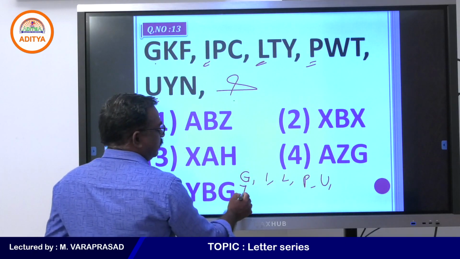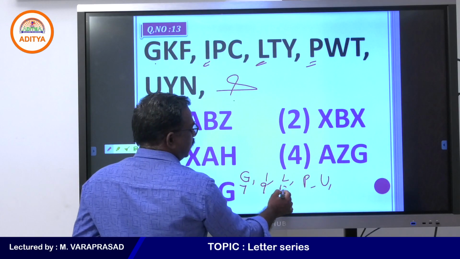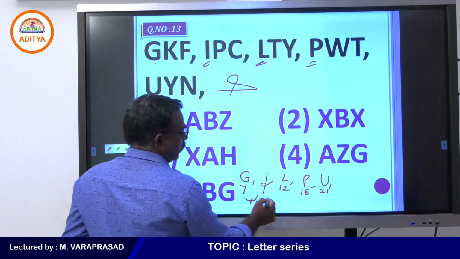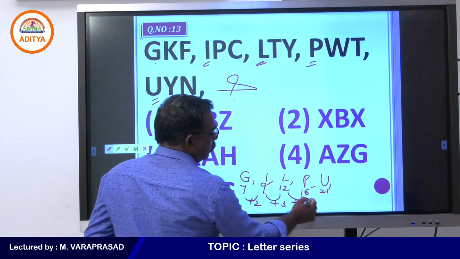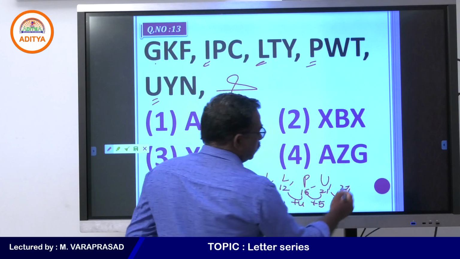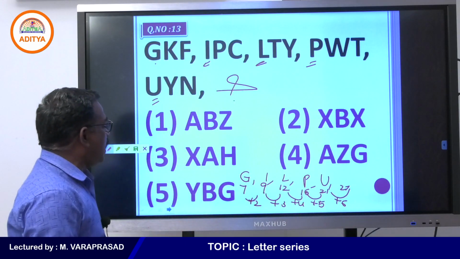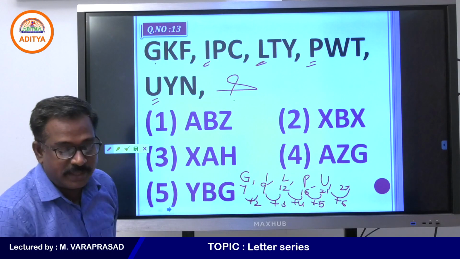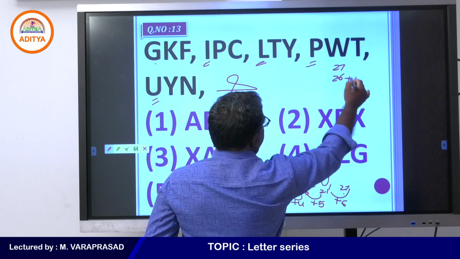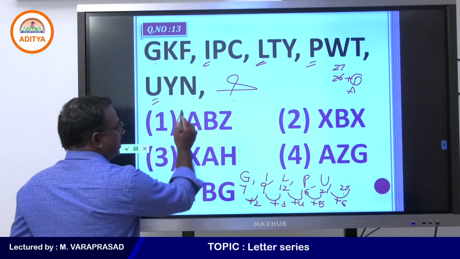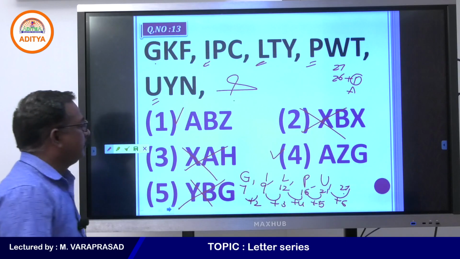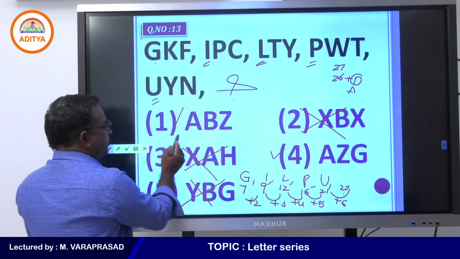So the 7th letter, 9th letter, 12th letter, 16th letter, 21st letter. So plus 2, plus 3, plus 4, plus 5. Next you will get plus 6, which gives 27. 27 means 26 plus 1, so the answer starts from A. This option is required and this one is also required; the others are not required. Out of five options, only two options are required here.